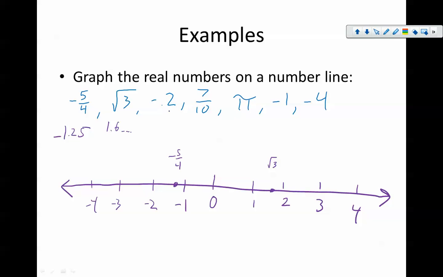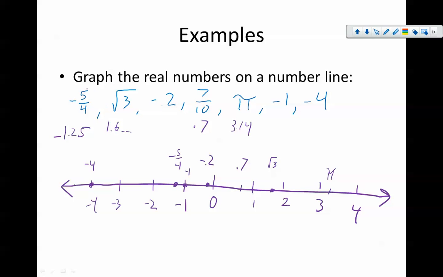Now -0.2. That's already a decimal. I know that's negative. I know it's smaller than 0, but bigger than -1, close to 0, so it's going to go right about there. 7/10 we can convert to a decimal, which is 0.7, and that's going to be bigger than 0, smaller than 1, about right there. Pi is 3.14, so 3.14 gets me right about there. And then I got -1 right here, and -4 right there.